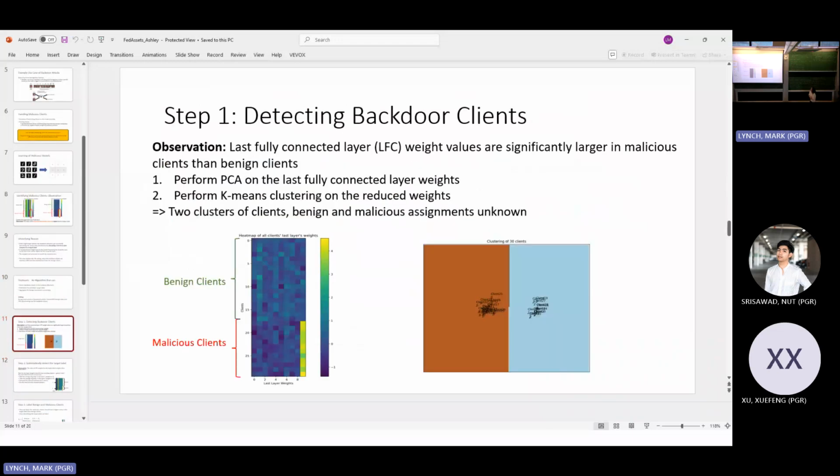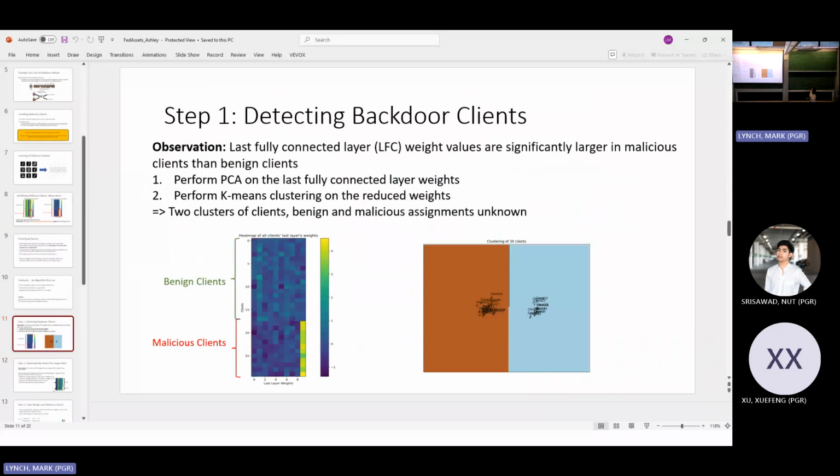So firstly, we detect the backdoor clients, because now that this observation is quite obvious, what we need to do is first do a PCA, a dimension reduction, on this layer, because we only need to look at this single layer, so the complexity becomes quite low. We do a PCA to make it 2D, and then we perform k-means clustering.